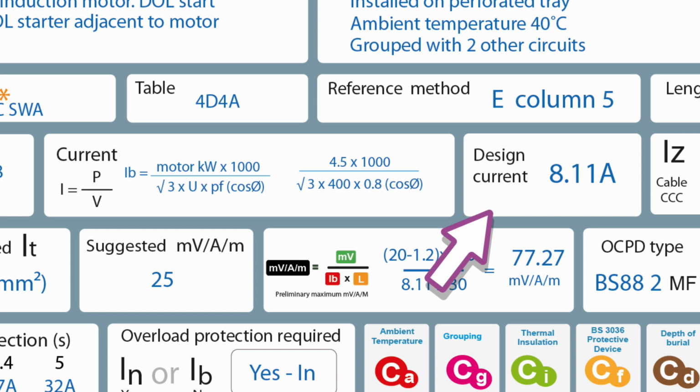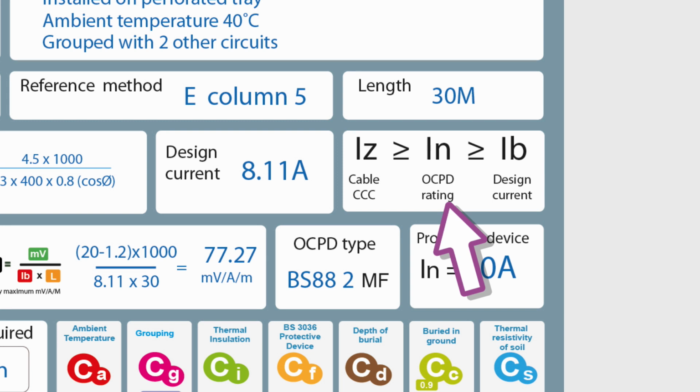And now we've got our design current, we can choose the rating of our protective device, our IN. IZ has to be greater or equal to IN, which has to be greater or equal to IB. So our protective device has to be at least equal or greater to IB. So with a design current of 8.11 amps, the next protective device rated higher than that will be a 10 amp protective device. Because this is a motor circuit, we're going to be using BS88 2-type fuses, which can handle the potentially large starting currents of motors.